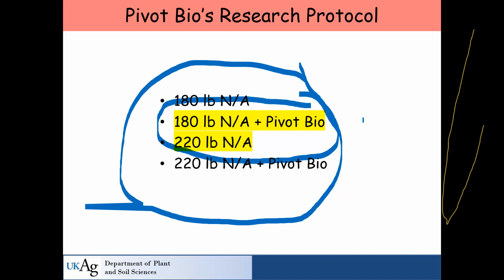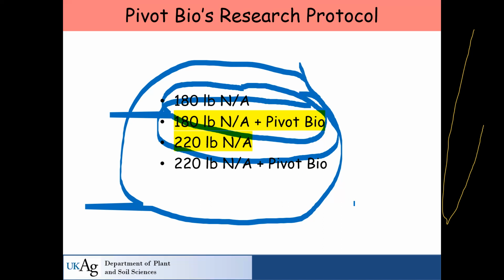Remember, this year Pivot Bio was saying, we're going to replace 40 pounds of nitrogen. Okay, so here's a 40-pound nitrogen differential with Pivot Bio. But the more interesting comparison would be, what if you got the same yield here? Because maybe the Pivot Bio wasn't necessary. You got the same yield.